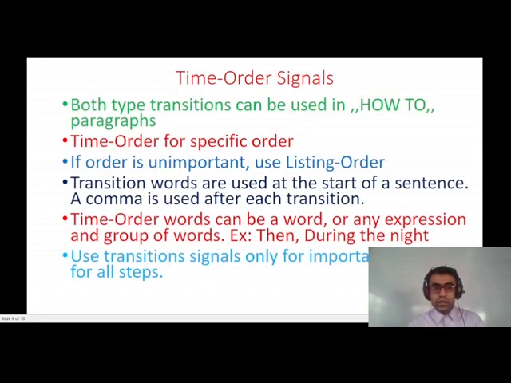Time order signals. So both of these transitions, like listing order transitions and time order signals, can be used in how-to paragraphs.